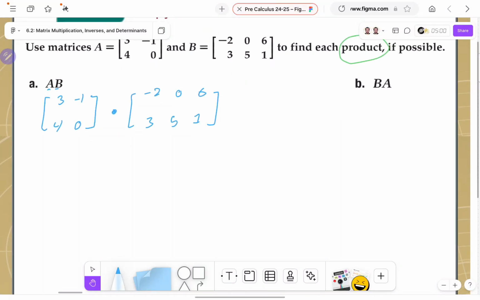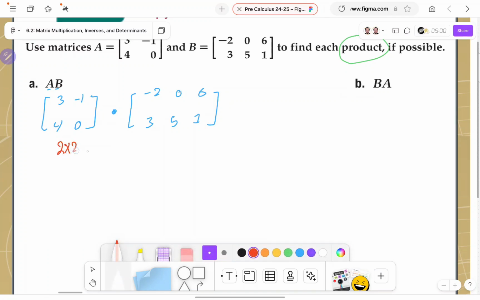Before you start, you need to identify the dimensions. What's the dimension here? It's 2 by 2. Here, what's the dimension? 2 by 3. Don't forget, number of rows times number of columns. As you can see, this is 2 and this is 2, so they are equal. So we can multiply them.